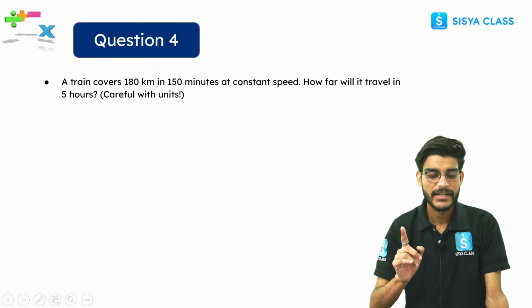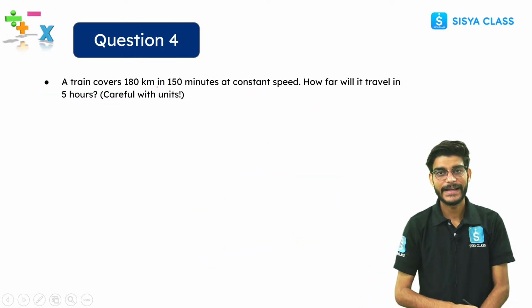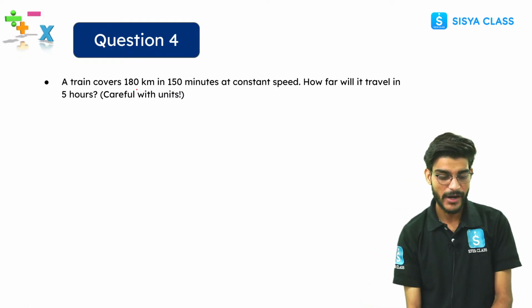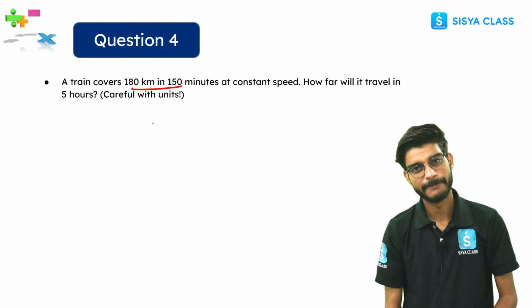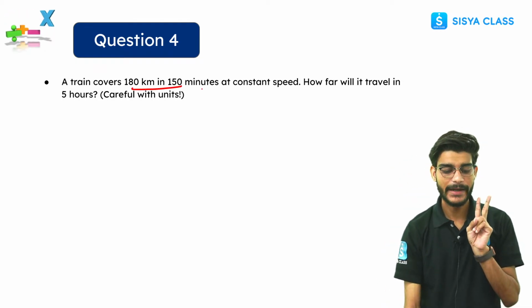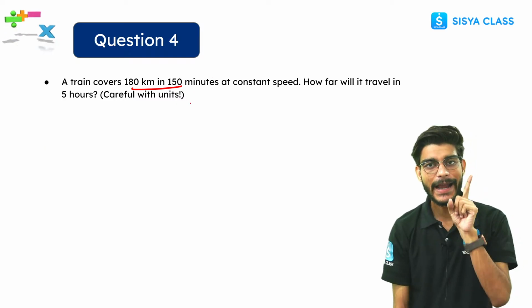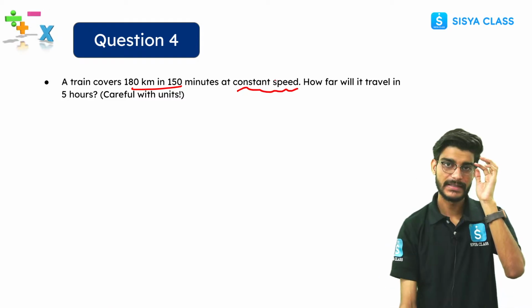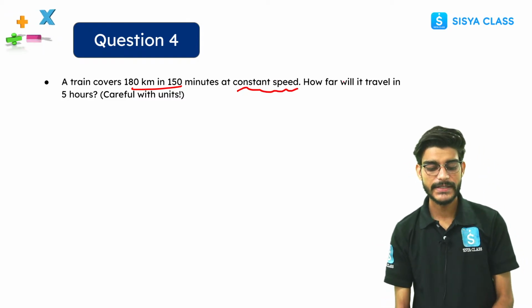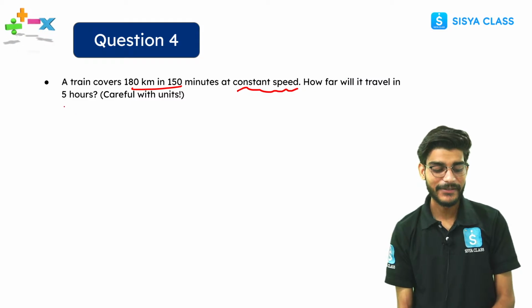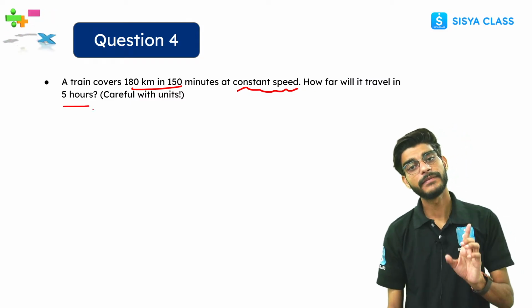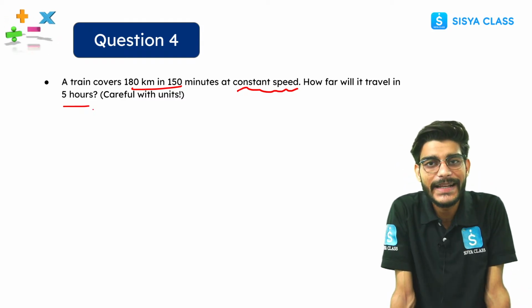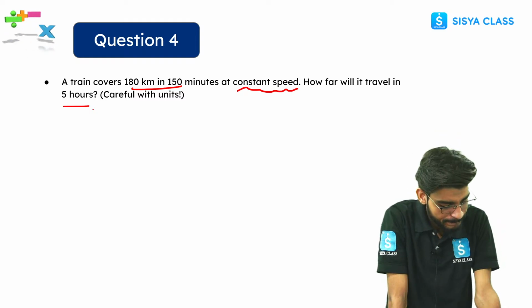Let's do question number 4, which is based on speed. Look carefully here. A train covers 180 km in 150 minutes. Two things you have to keep in mind: the unit and the speed. At a constant speed, this is very important. The speed here is constant. How far will it travel in 5 hours? If the speed were to change, you could not denote it as proportional.